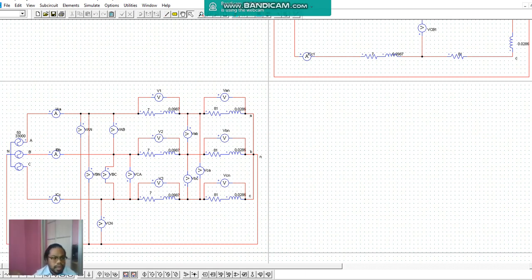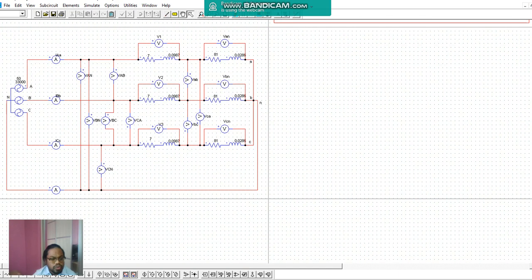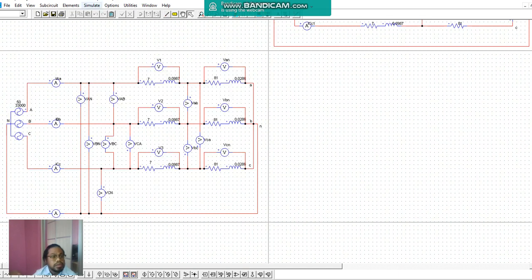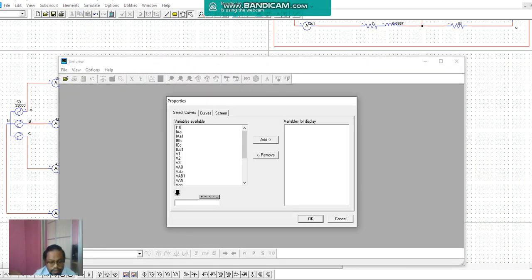So this is my PSIM circuit from Y-Y system, and this is for the 2 watt meter. How to use? You go to simulate, run simulate, and first I want to choose the simulation line voltage. For the simulation voltage, you must select VAB, VBC, VCA, and then add.